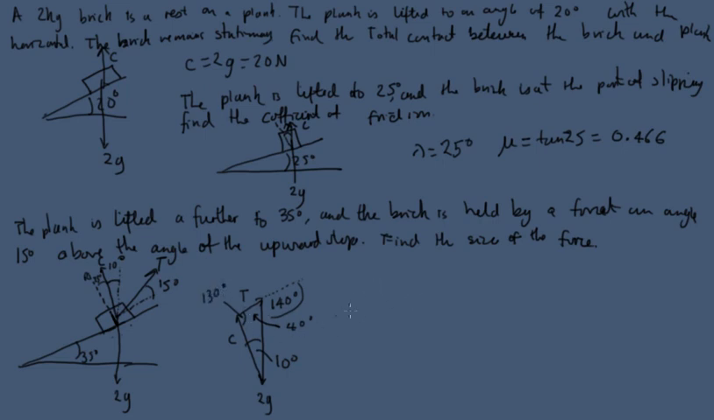So now we can use our sine rule to work out T. So T over sine of 10 must be 2g, which is this vector, over sine of 130, which if you work all that out, you'll get T is equal to 4.53 newtons. And again, the trickiest point of this question is being able to take your force diagram and put it into this form. So I hope that helps.